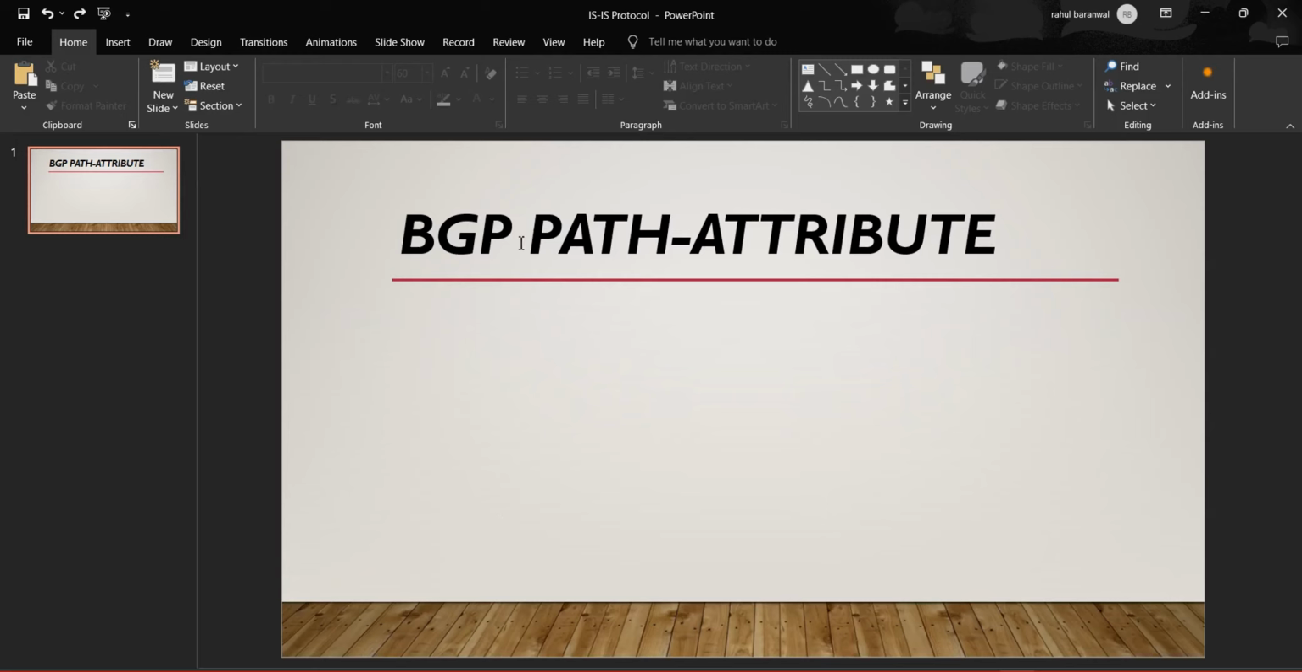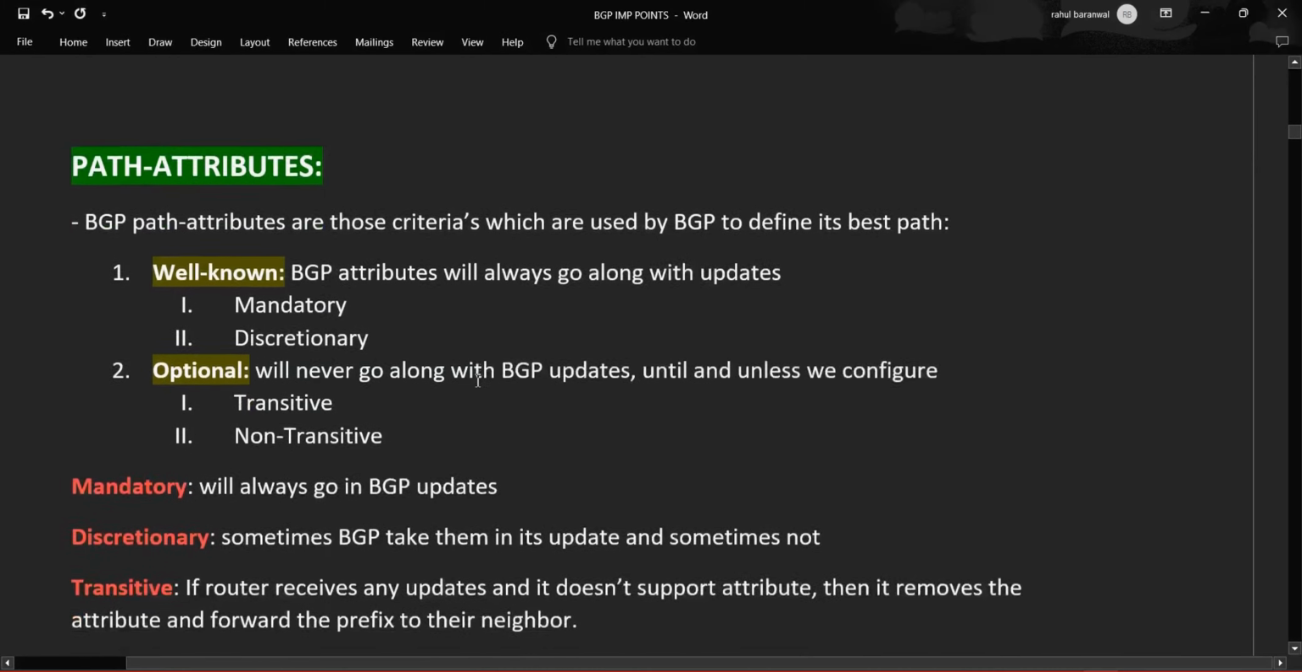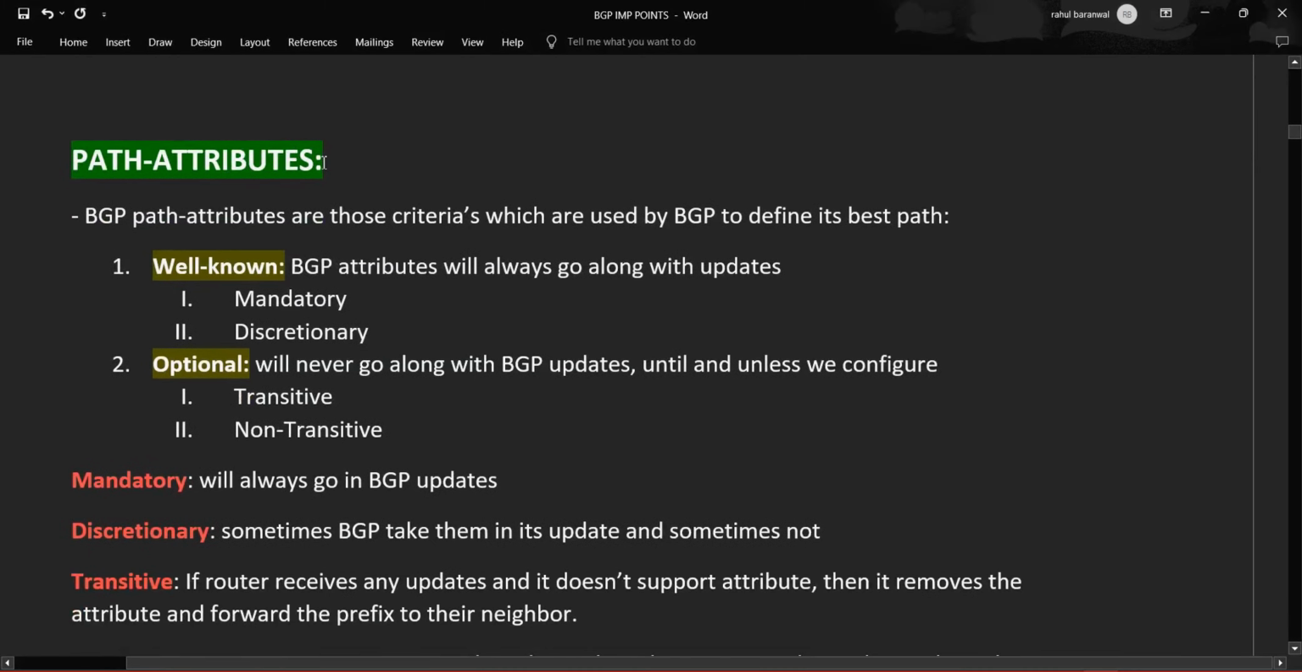Today we will understand the BGP path attribute topic. As we know, this is the most important topic of BGP, and in all interviews the maximum number of questions are asked from this topic. Okay, so let's start. What are path attributes in BGP?